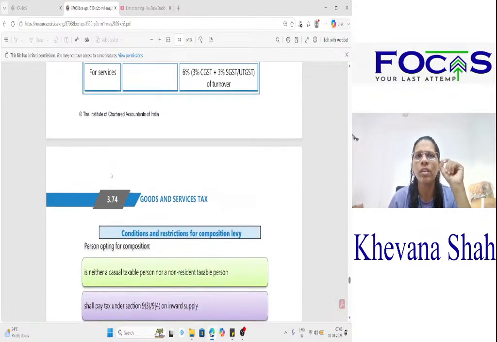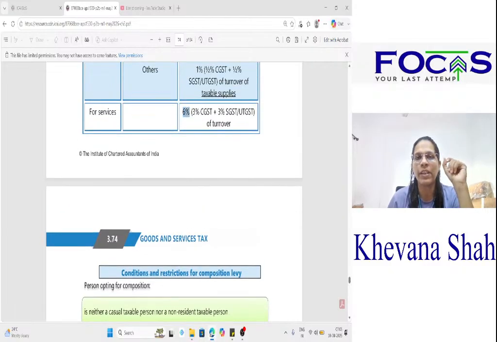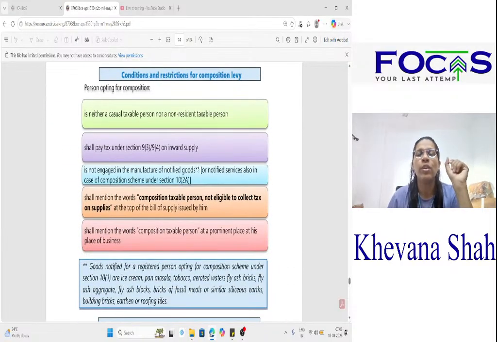Now, if you are supplying services, then the applicable rate is 6%, 3% CGST and 3% SGST or UTGST of the turnover. So the total effective tax that you will be paying in composition scheme for services will be 6% of your turnover. Now there are certain conditions and restrictions for this composition scheme.